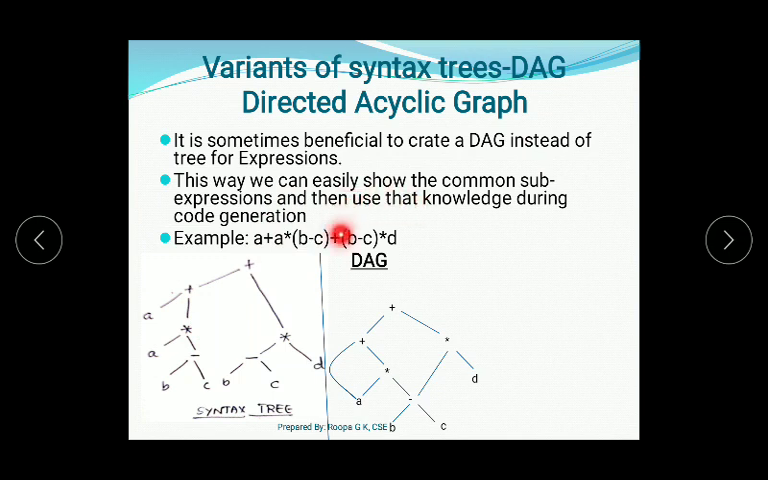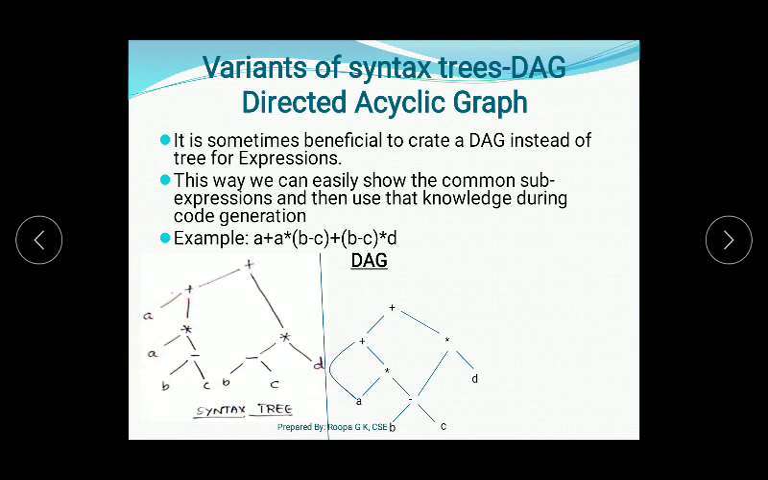Similarly, complete this part. b minus c is already completed. So I took the star. The left operand is minus, that is b minus c, as you see here. Then the right hand side is d. Okay, now this part is completed.